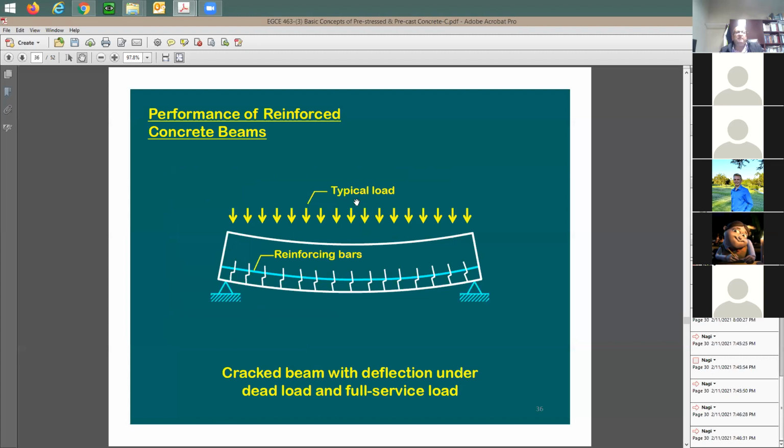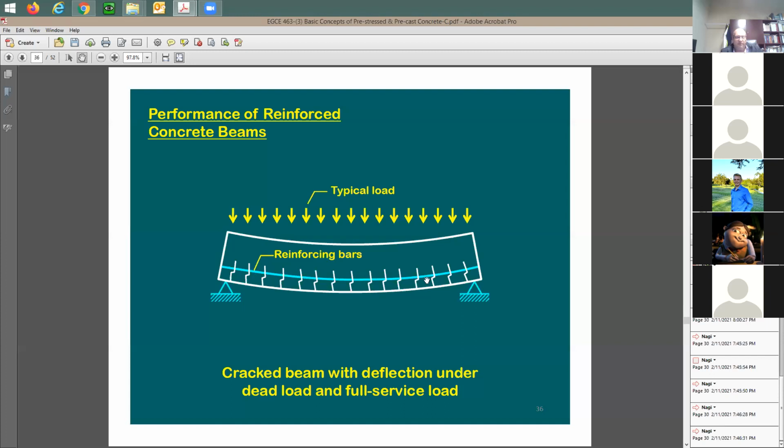Now let's talk about the difference in performance between conventional concrete members and pre-stressed members. This is what you have here in conventional concrete. So this is the performance of concrete beams. Here's a beam. You put the typical loads. What are the typical loads? Service loads, dead load and live load, the loads that you are familiar with. The beam is going to start to deflect. Cracks are going to happen. The force is going to start in the reinforcing bars.